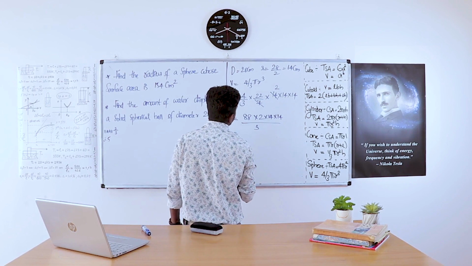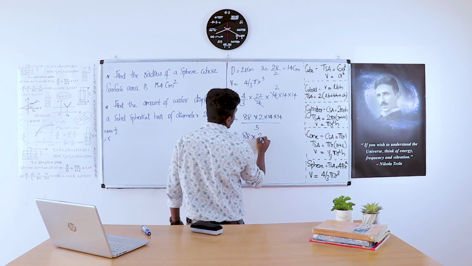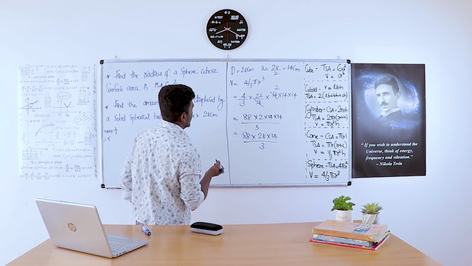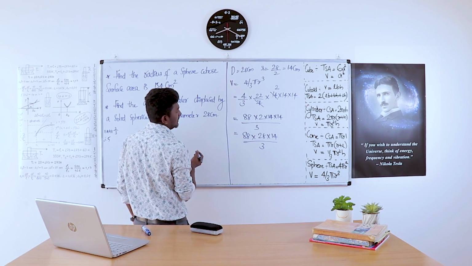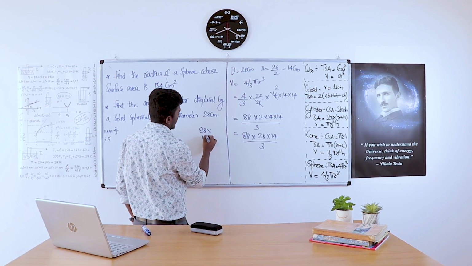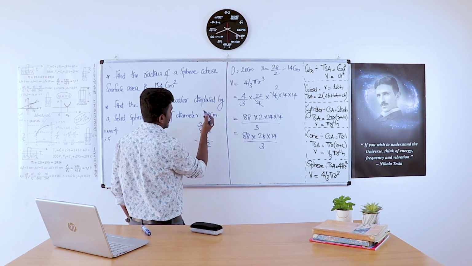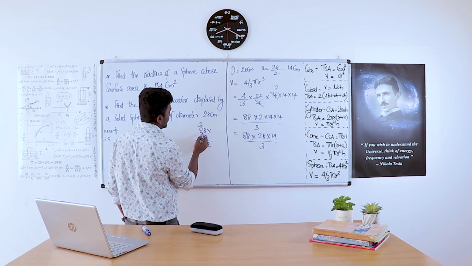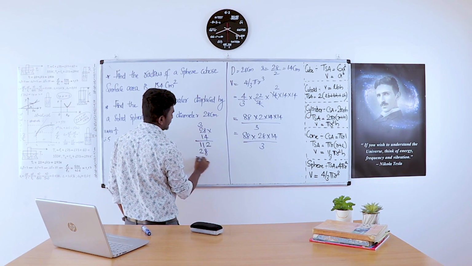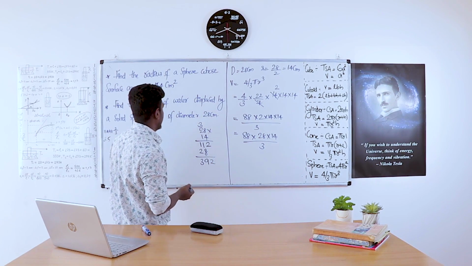That is equal to 88 into 14 into 2, 28 into 14 divided by 3. So what is 88 into 28 into 14? 28 into 14. That is 8 into 4, 32. Remainder 3. 4 into 2, 8. 8 plus 3, 11. 1 into 8, 8. 1 into 2, 2. 8 plus 1, 9. 2 plus 1, 3. So 28 into 14 gives 392.